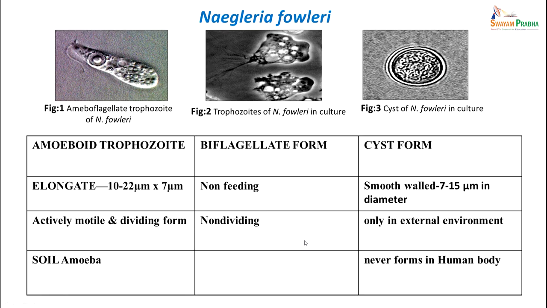Now, when we talk about Naegleria fowleri, it has three morphological forms: an amoeboid trophozoite form, a biflagellate trophozoite form, and a cyst. The amoeboid trophozoite is an elongate structure which is 10 to 20 microns by 7 microns. It is an actively motile and dividing form. It is the feeding form, and it is also seen in soil. While the biflagellate form is the non-feeding form, it has two flagella, and it is non-dividing. The cyst, on the other hand, is a smooth walled cyst which is 7 to 15 microns in diameter, and it is present only in the external environment. It is never seen in the human body. So, three morphological forms are seen.